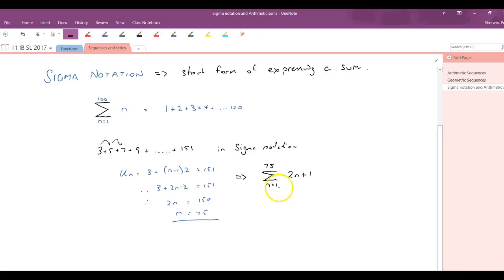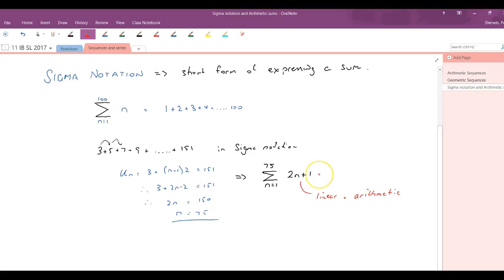Let's just check that. When you put 1 in there, you get 3. When you put 2 in, you get 5. Put 3 in, you get 7. When you put 50 in, you get 101. When you put 75 in, you get 151. So that is my expression for that sum. So just importantly, pick up that note there, that a linear expression here will equal an arithmetic progression.